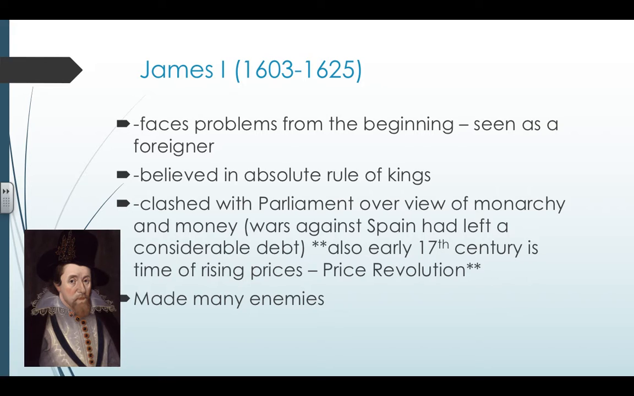And remember, Parliament had a tradition of what was called the power of the purse, meaning that Parliament had control of money. They were the ones that traditionally had approved taxes. They were the ones that traditionally would levy taxes on the people. Well, James, with his view of absolute rule of kings, is not going to agree with this view. He's going to think he can do whatever he wants to do. If he wants to impose taxes, he's going to impose taxes. Parliament is not going to stand for this.